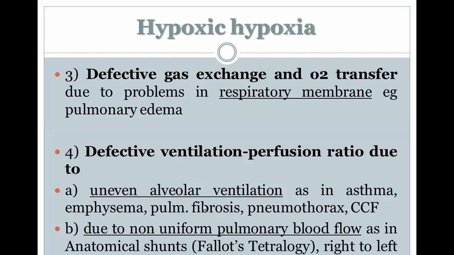No oxygen will pass from the lung to the blood. The blood comes without oxygen and goes without oxygen. Clear?